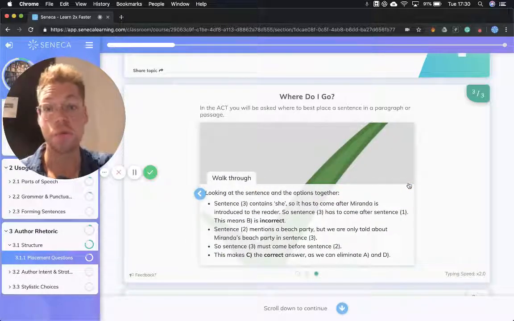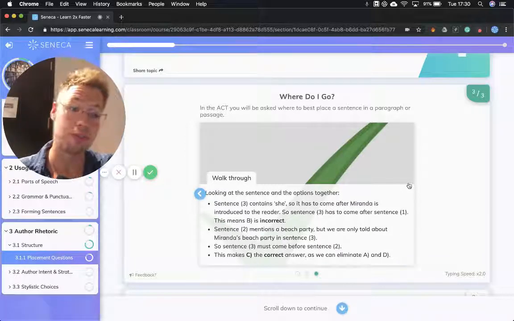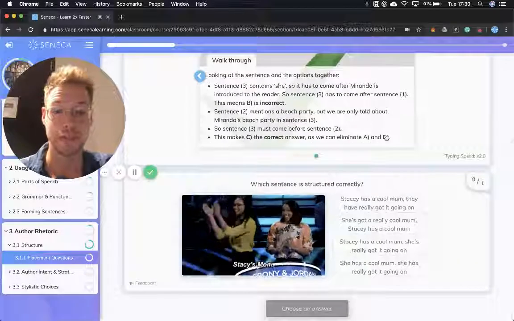So that is how we can place sentences using pronouns. I hope that was a useful example.